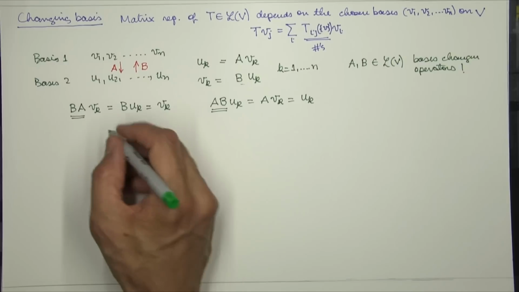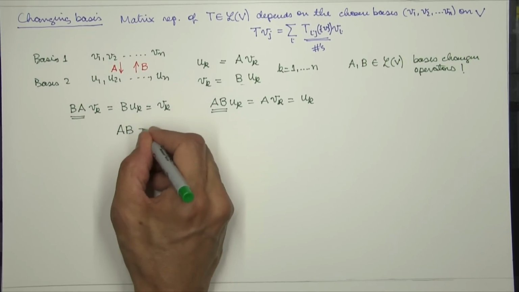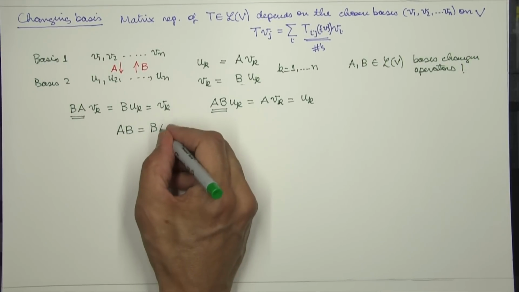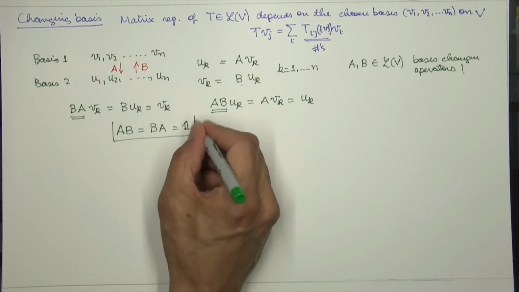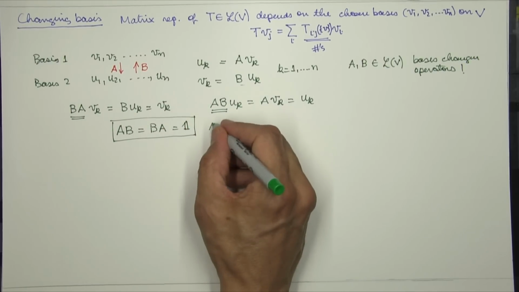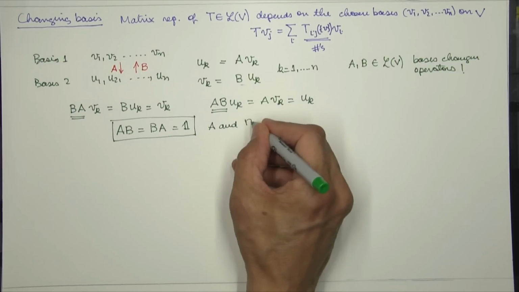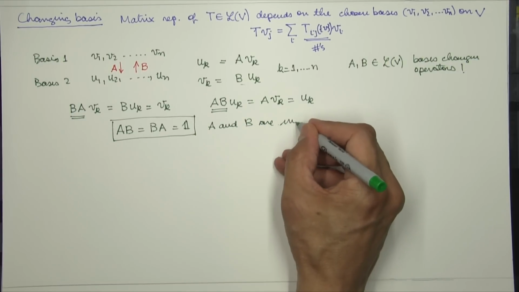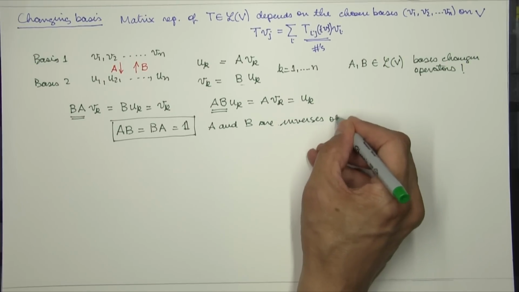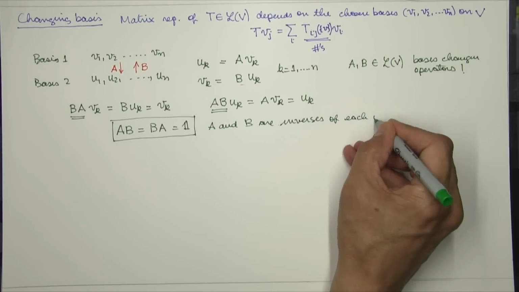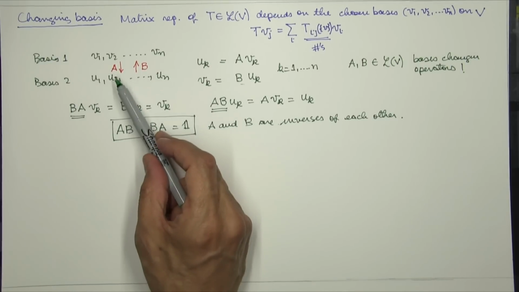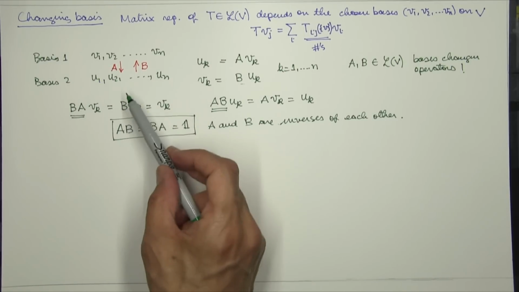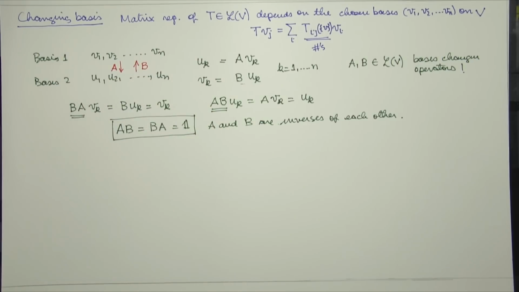So what we've learned is that AB is equal to BA is equal to the identity. A and B are inverses of each other. And this should not be surprising. You had it from the beginning that A pushes you down, B pushes you up. So that should have been the case.